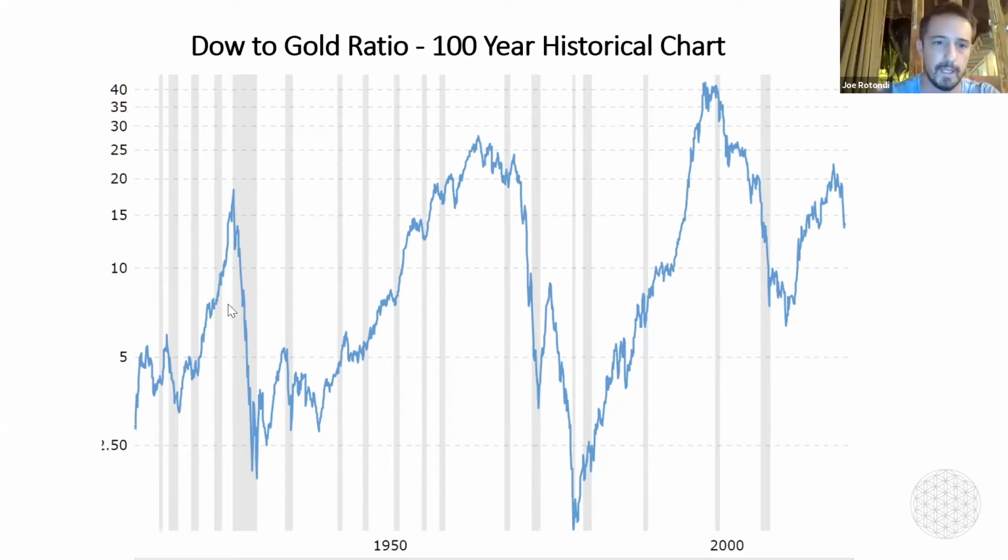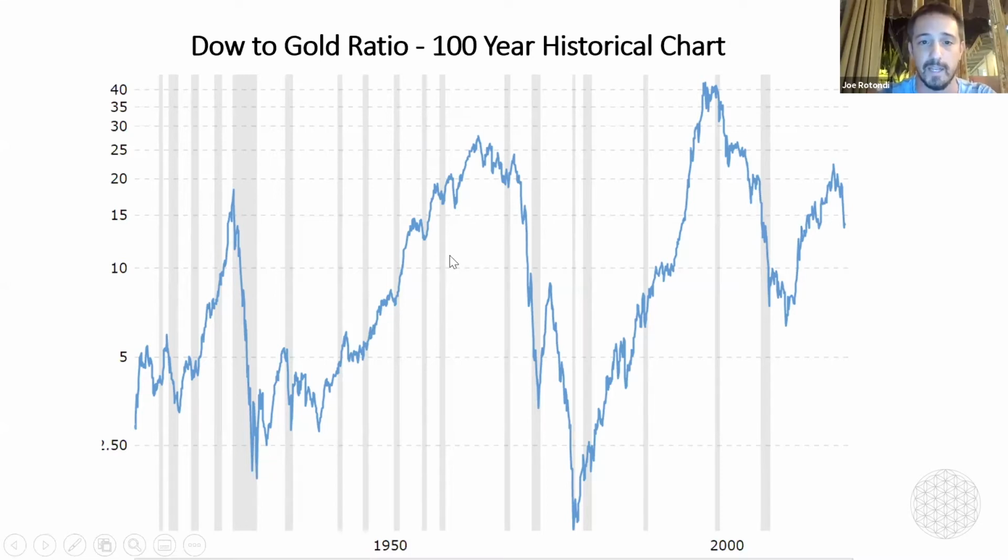So it peaked, the Dow to gold ratio, in 1929. There was a big run up in stocks in the 20s. It's called the Roaring 20s, and people were going crazy, borrowing on margin to buy stocks. And so stocks went up in terms of gold, because gold was the stable measure of the dollar. It reached almost 20 times. So you could buy the Dow Jones for 20 ounces of gold. And then it collapsed in the Great Depression, down to almost 1 in 1932.